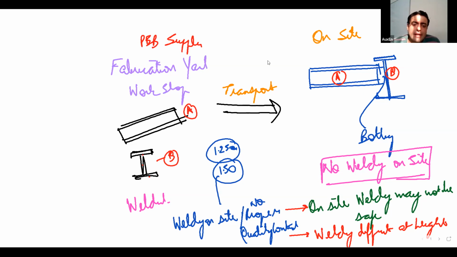So the entire concept behind our pre-engineered systems would be that whatever welding has to be done will be done in the workshop. We fabricate our pieces in the workshop, we transport our pieces to site, and then we assemble on site together by bolting. Okay. Keep this in mind. All right. So we go back to our presentation.